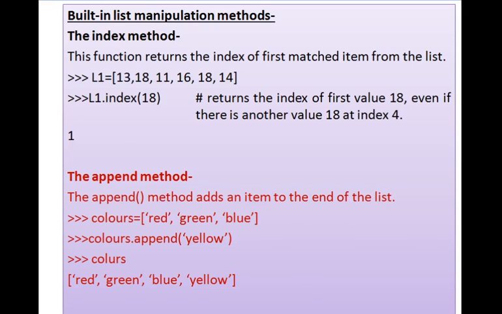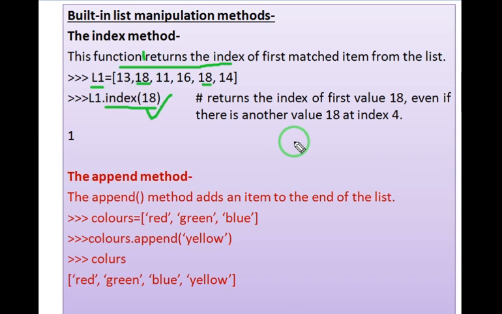The next function of list that we will be doing is index. This index function returns the index number of the first matched item from the list. Suppose we have created a list L1 with the given elements. If I write L1.index(18), it will look for the first 18 which is present in my list. There are 2 18s. So it will look for the first 18 which is present and it will display its index number. The index number of the first 18 is 1.